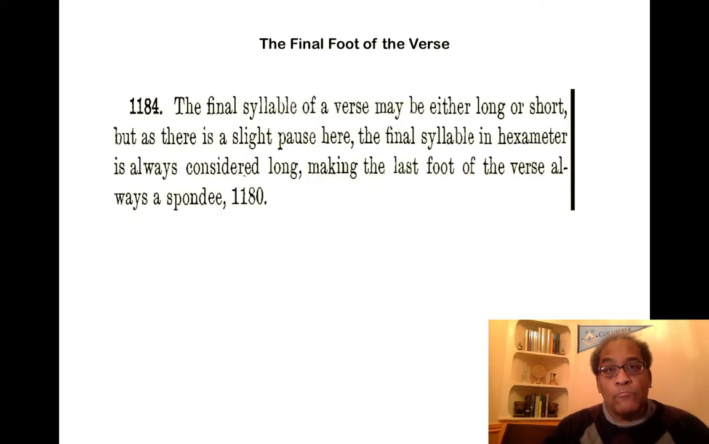Regarding the final foot of the verse: the final syllable of a verse may be either long or short, but as there is a slight pause at the end of the line, the final syllable in hexameter is always considered long, making the last foot of the verse always a spondee.